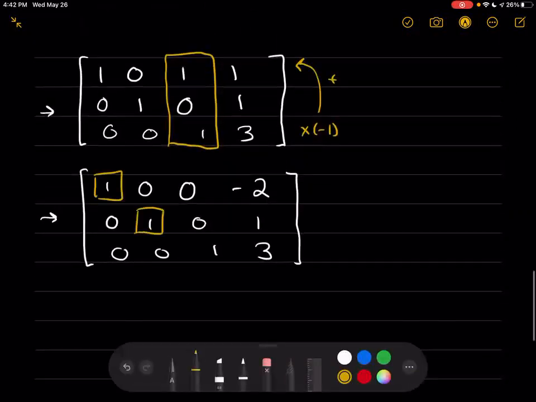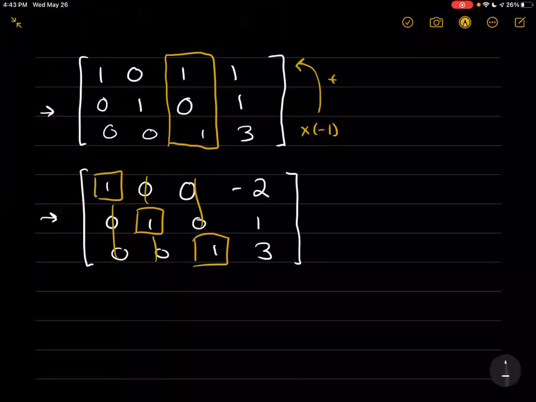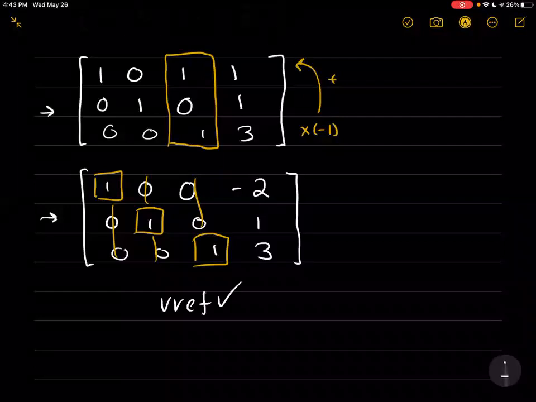we are in reduced echelon form because here are our leading ones. We've got zeros below them. We've got zeros above them. And they're in that cascade pattern. Everything looks good. So this is in reduced echelon form.